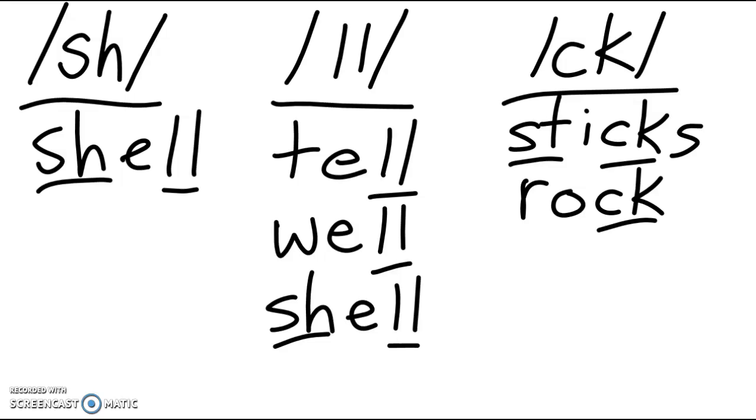And let's do the letters that go together to make a different sound. They are called digraphs. So we're going to do digraphs. That's what these are. This digraph is sh. This is ll. This is ck. Okay. Let's read them together. Ready, begin. Shell, tell, well, shell, sticks, rock. Your turn.